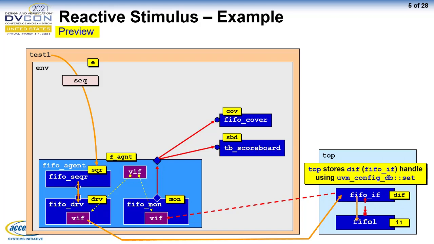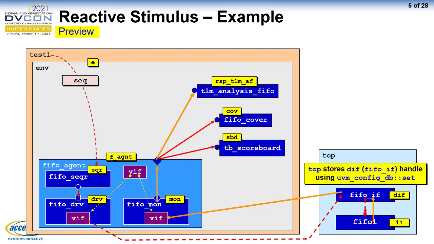A reactive sequence will be started by the test on the environment agent sequencer. Then the driver will get the transaction and drive it through the driver's virtual interface to the real FIFO interface and into the FIFO design. The monitor will then sample the FIFO inputs and outputs from the FIFO design and assemble the sampled transaction. The monitor then broadcasts the sampled transaction through the monitor and agent's analysis ports to the other components in the environment, including a response TLM analysis FIFO.